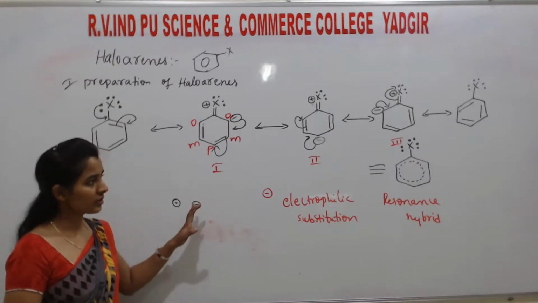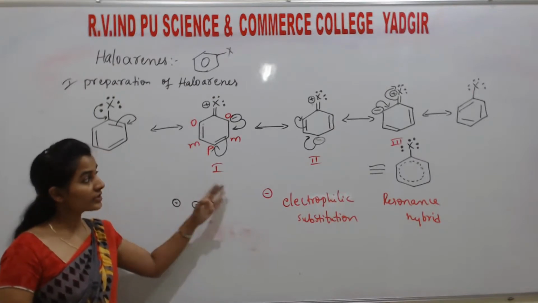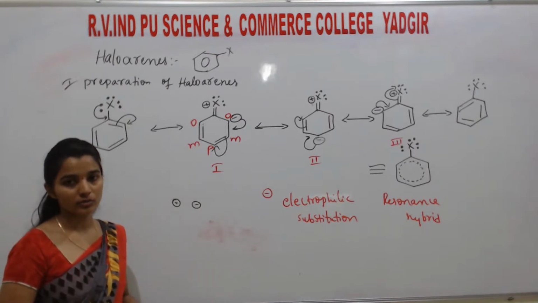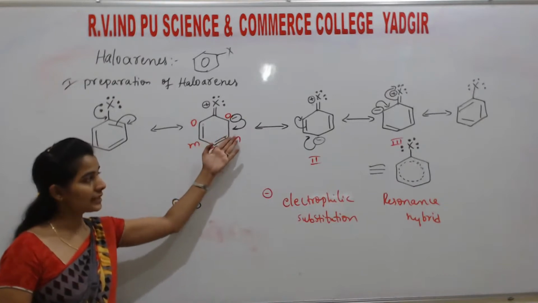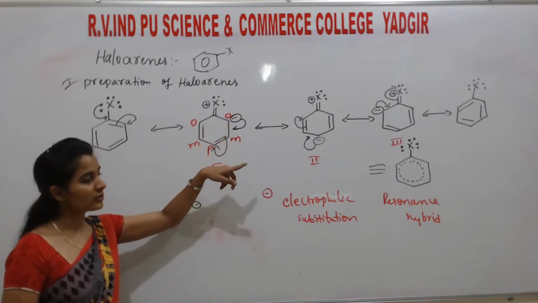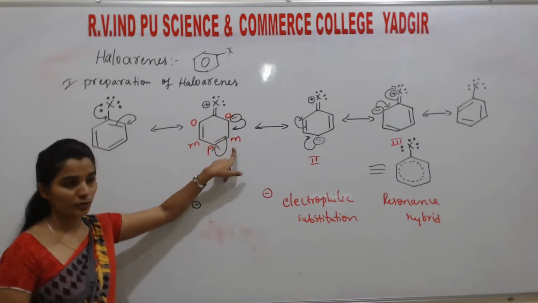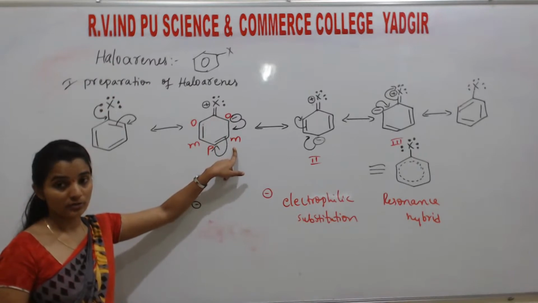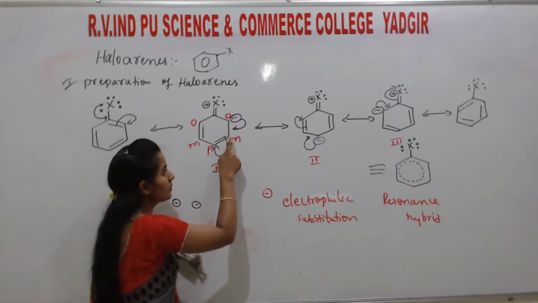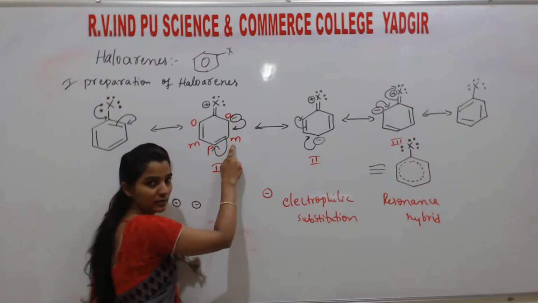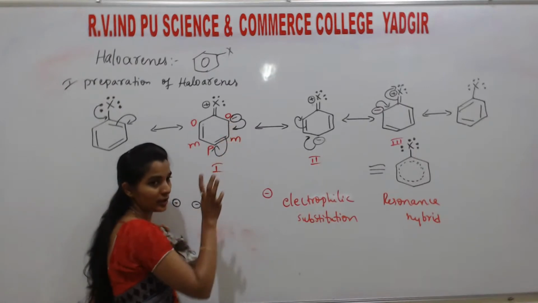Understand? This resonance structure only tells about what? Which type of reaction it undergoes. That is electrophilic substitution. So from this resonance we can easily write: if a positive species attaches, it attaches at the meta position. Plus species. Sorry, minus species, nucleophile. Yeah, minus is there, here it will be plus. Minus, plus. That you know.